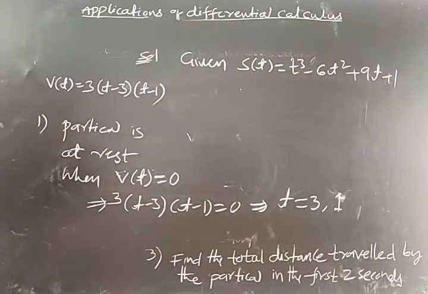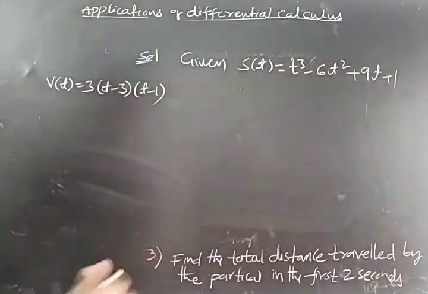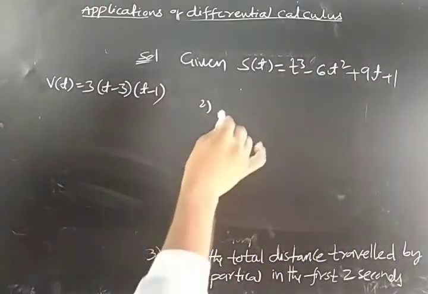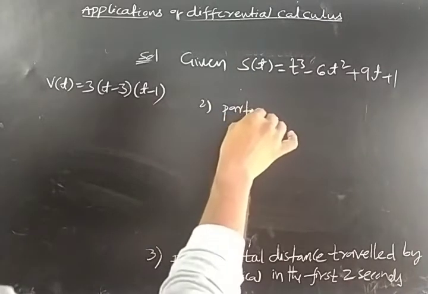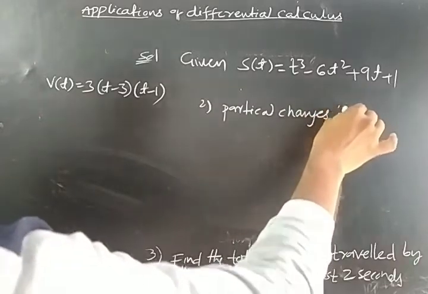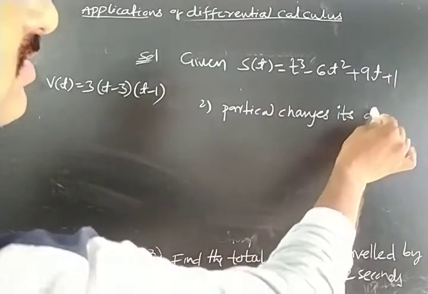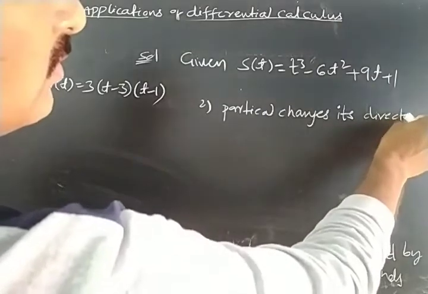Okay, now second question. What is the second question? You have to find when the particle changes direction. Right? Second question solution. The particle changes its direction when the velocity changes its sign. Right? The particle changes its direction.